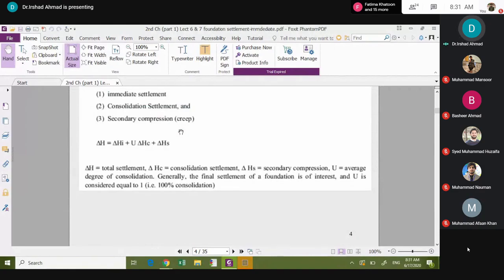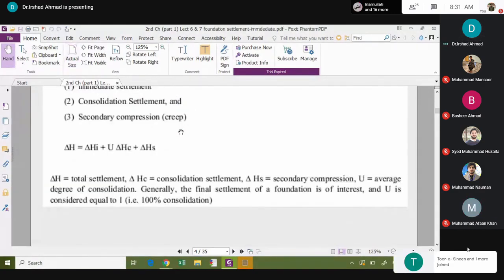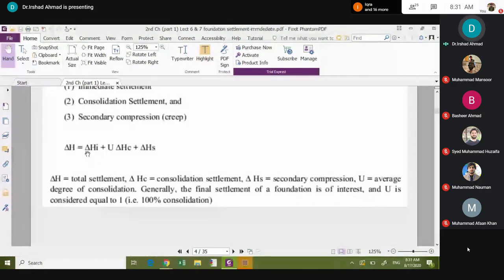Foundation settlement is of three types. This delta H is the foundation settlement. There are three components of the foundation settlement. One is delta HI, which is immediate settlement. Second is delta HC, which is consolidation settlement. And delta HS, which is secondary compression.